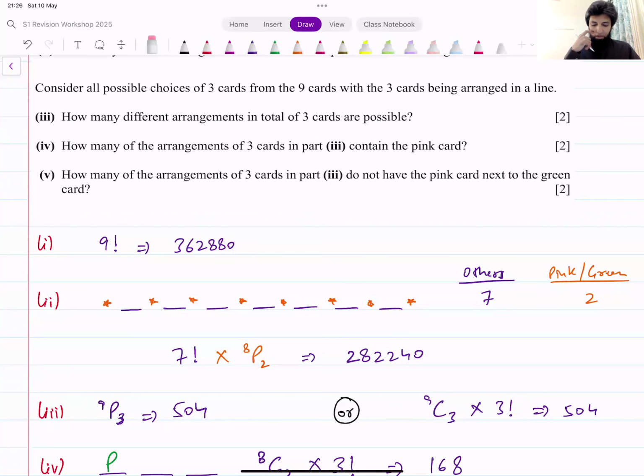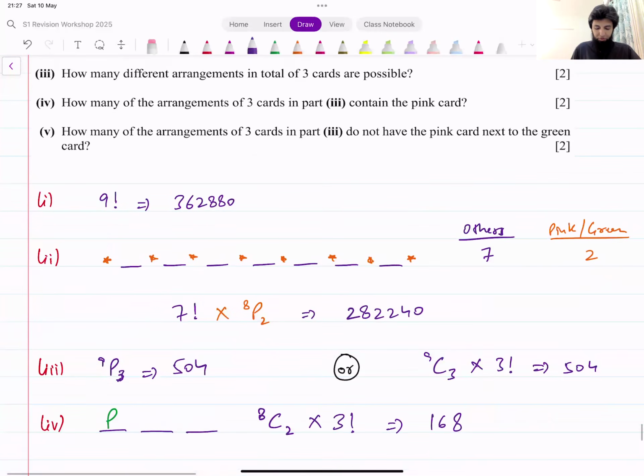Okay. But now it says, how many of these arrangements contain the pink card? What about this now? Now we've got a problem. Because now we've got a condition. If we have a condition, and the condition is that there should be a pink card there. So that means you have to split it into 2 parts. You cannot do arrangement directly. This would not work anymore because there's a condition on selection. And this condition is that there has to be a pink card there.